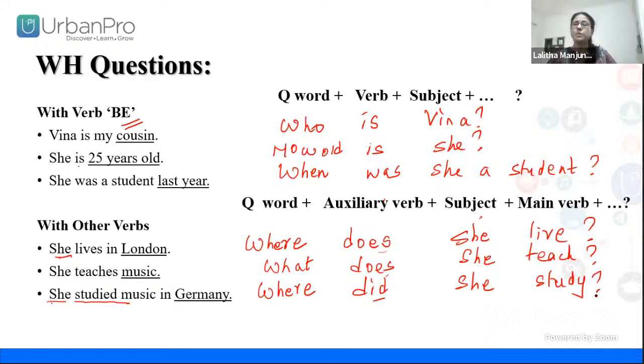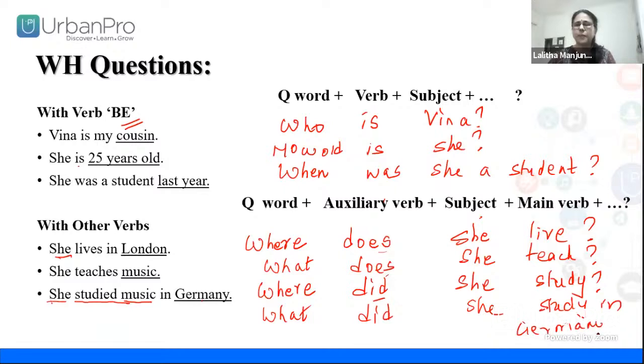This is how we make WH questions to ask different kinds of information. You have to remember, based on what information you need, you will change the WH question. For example, if this is the underlined portion, music and not Germany, how will you ask this question? What did she study in Germany? So I ask what because the question is about music.